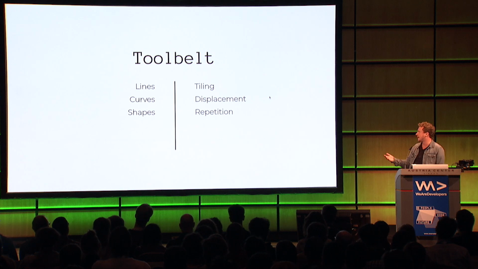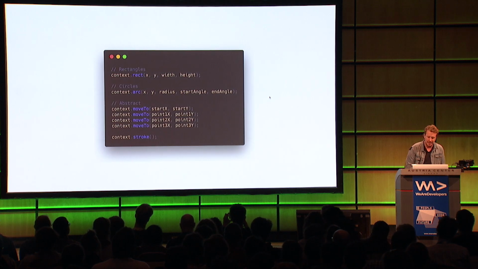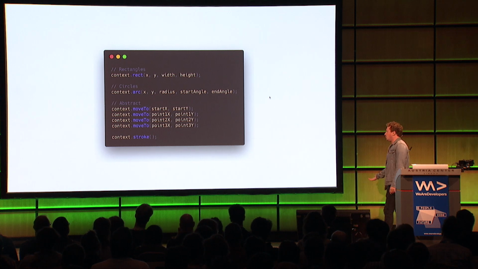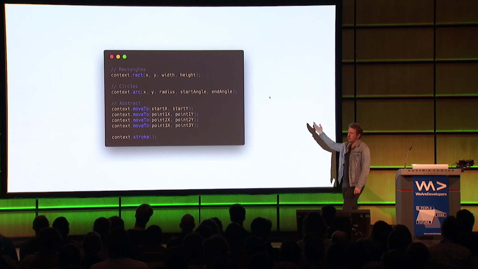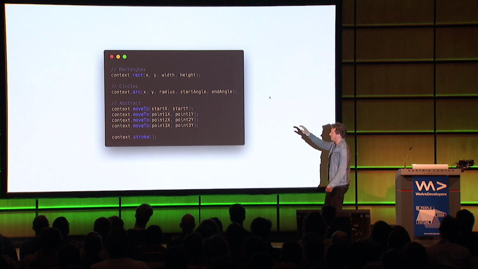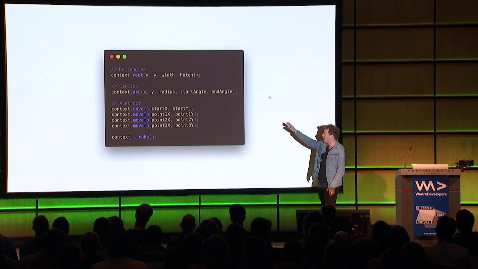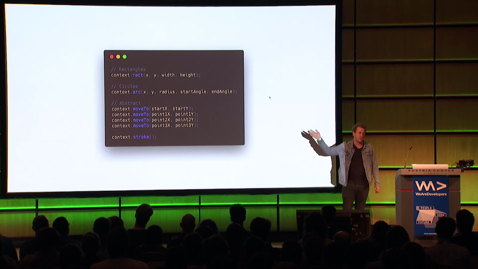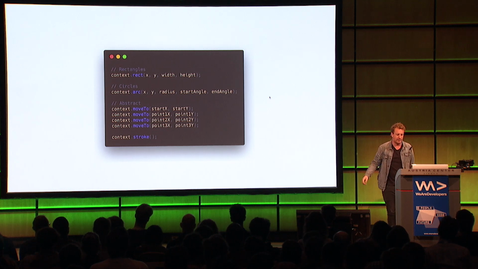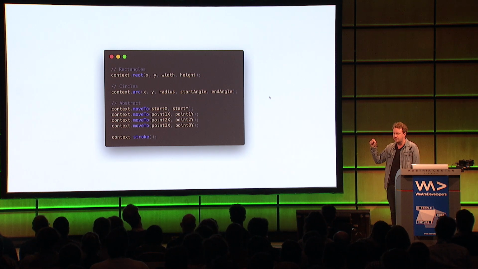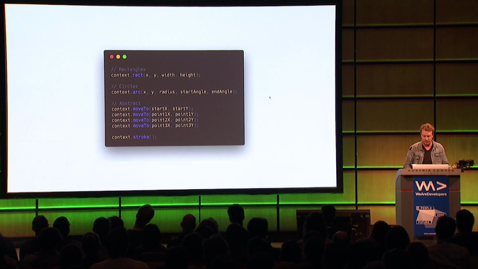So shapes would be the next thing. If you go lines to curves, shapes would be our next most complex thing. In JavaScript, with the canvas, you can do a rect, which will draw a rectangle, which can be a square or whatever, x, y, and a width and a height. You can draw an arc, which is a circle, and then really you can just draw abstract shapes by going move to, and actually that's wrong, line to, line to, line to, line to, and then stroke.